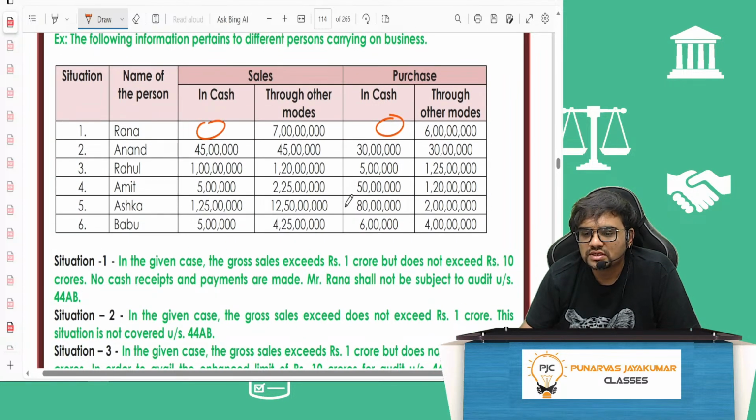Next, Anand. Total sales is 90 lakhs. Purchases 60 lakhs. Since the total sales only is less than 1 crore, tax audit will not apply.